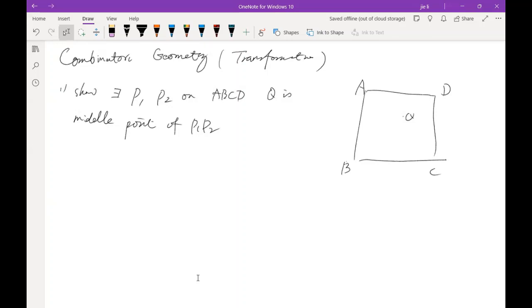So how do we show this one? What we can do is, from Q, draw a parallel line, let's say parallel to AB. And then if the center of this square is O, the parallel line intersects this side at MN. And then from this O, next, what shall we do? Anyone?